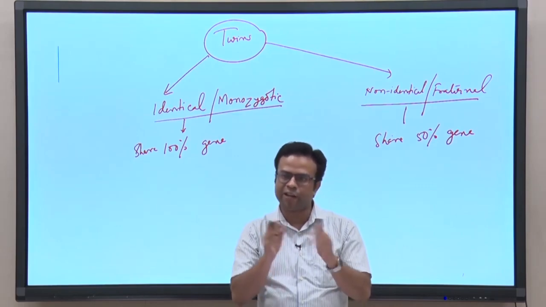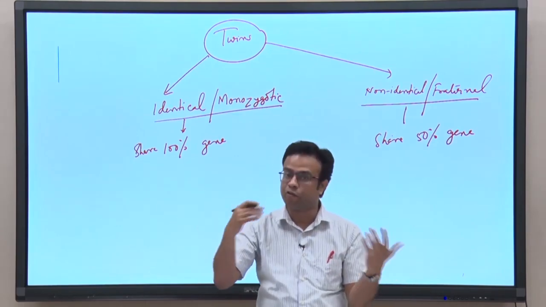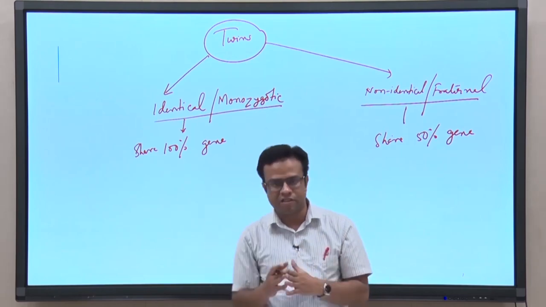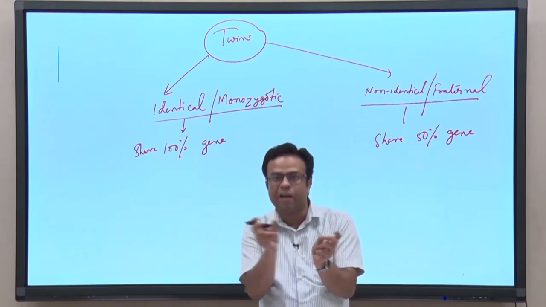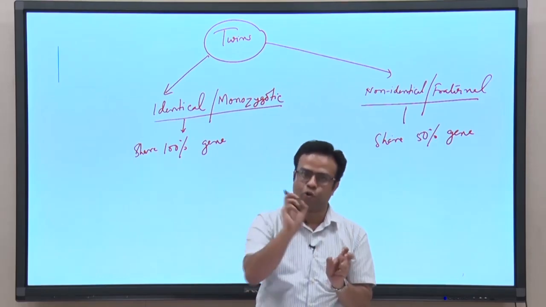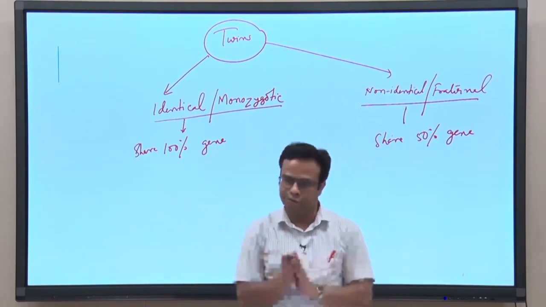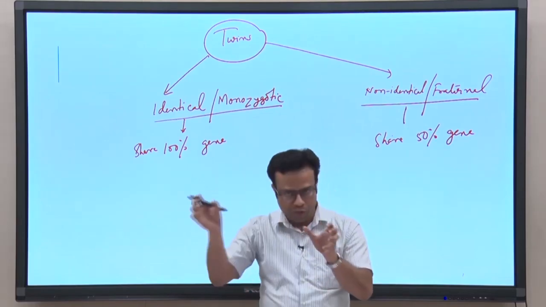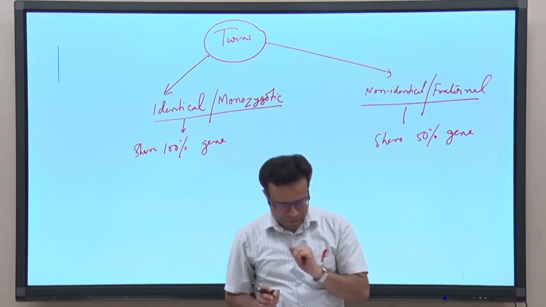Because they are reared in different environments, the environmental influences are very different. And despite environmental differences, if they show certain similarities in their traits, we can say the genes are playing a very important role there, because the environment is very different. Still, they are showing similar characteristics. So, the reason has to be genetic influence.